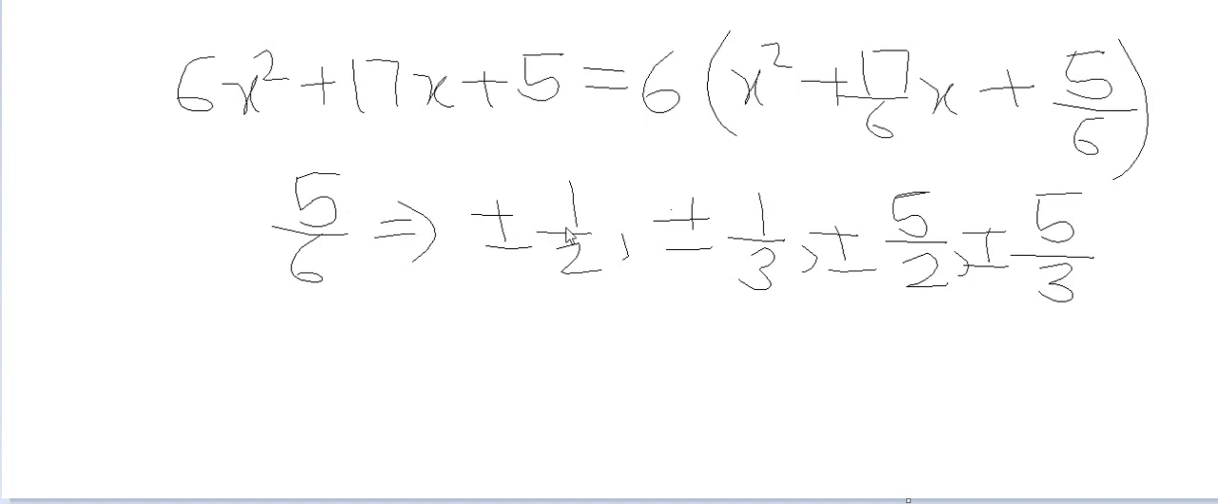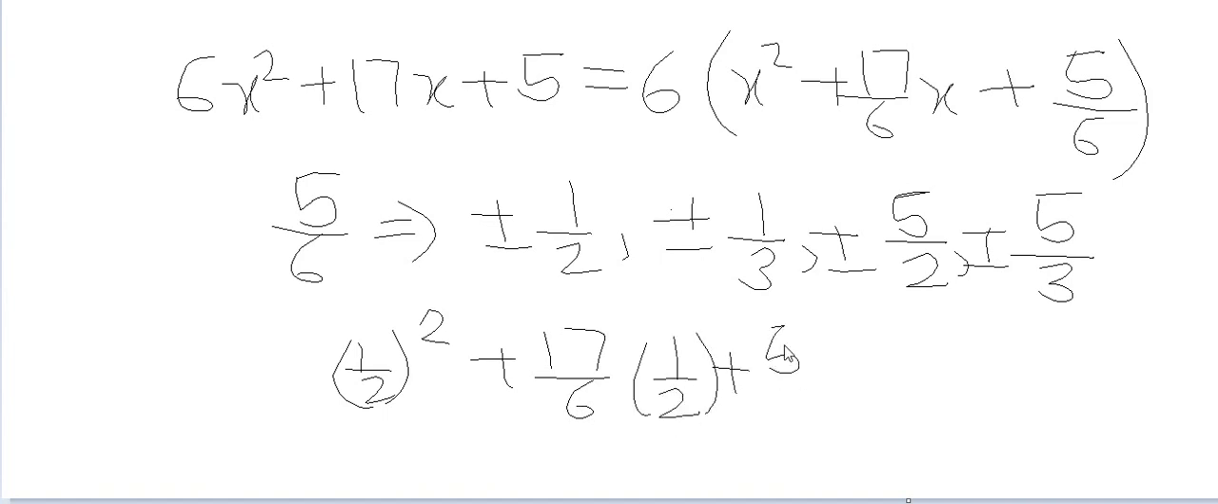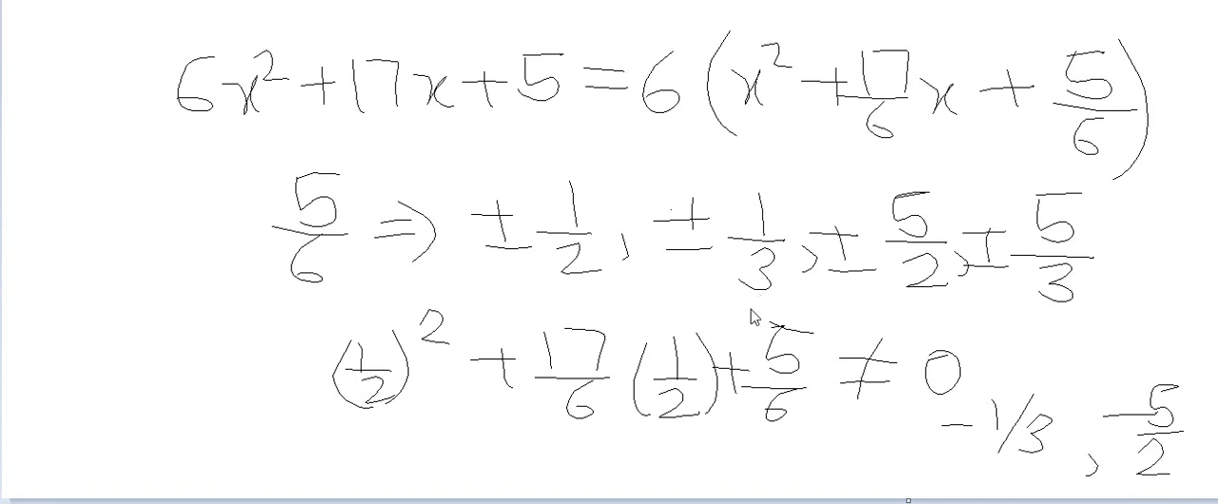Now we'll put each of these in this expression and see if we get 0. If we get 0, then that term is a factor. So let me put half in this. We'll get half squared plus 17 by 6 into half plus 5 by 6. This is definitely not equal to 0. We'll keep on checking for all the terms, and finally we'll get minus 1 by 3 and minus 5 by 2 as factors.